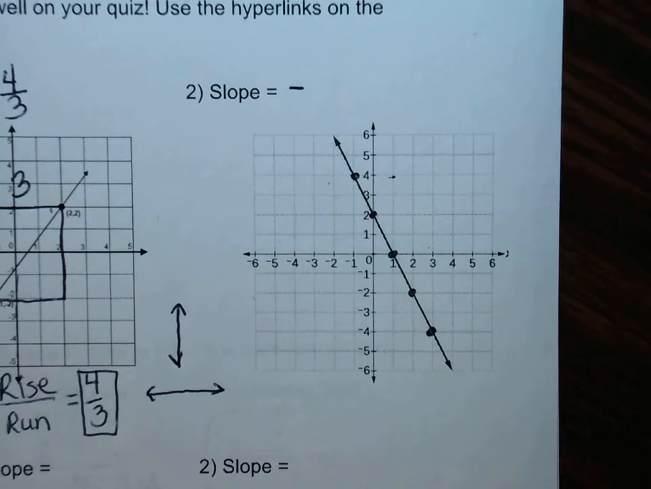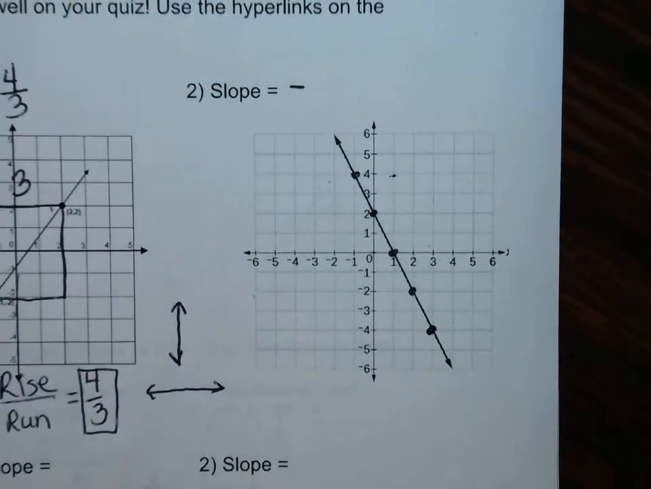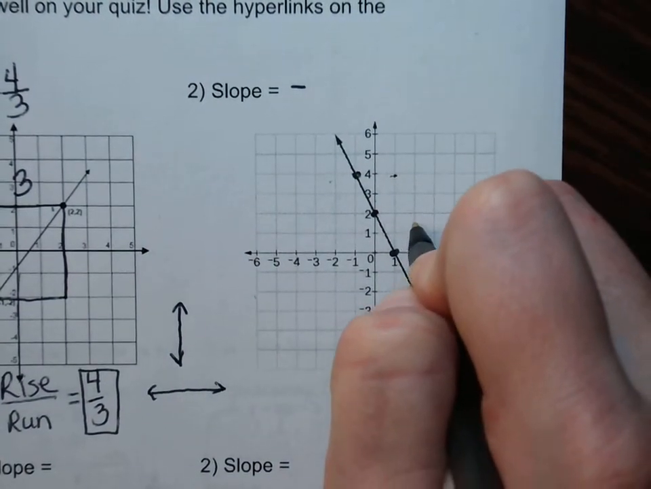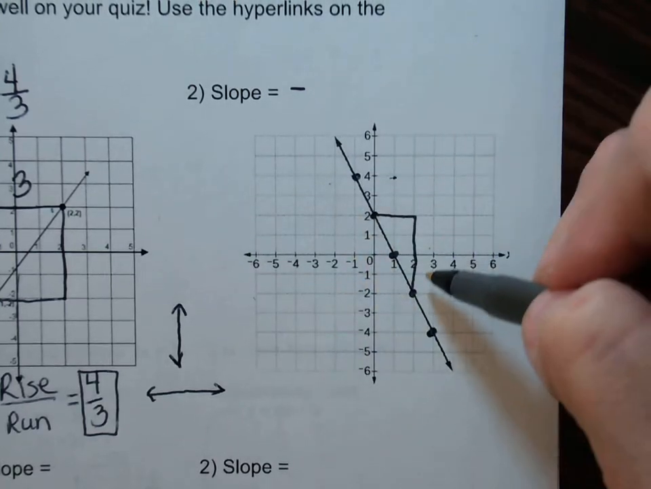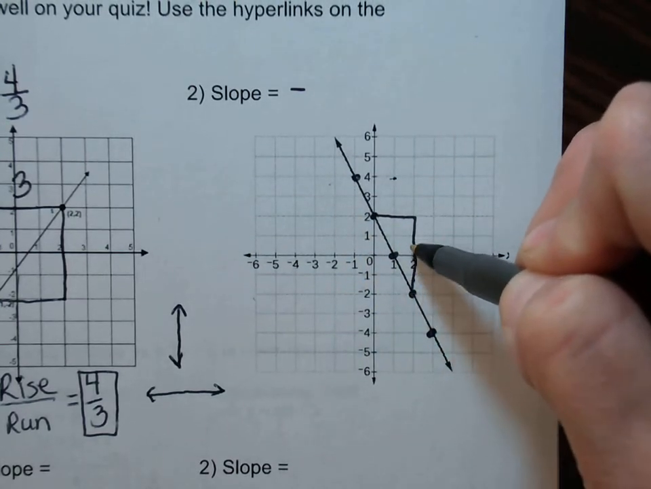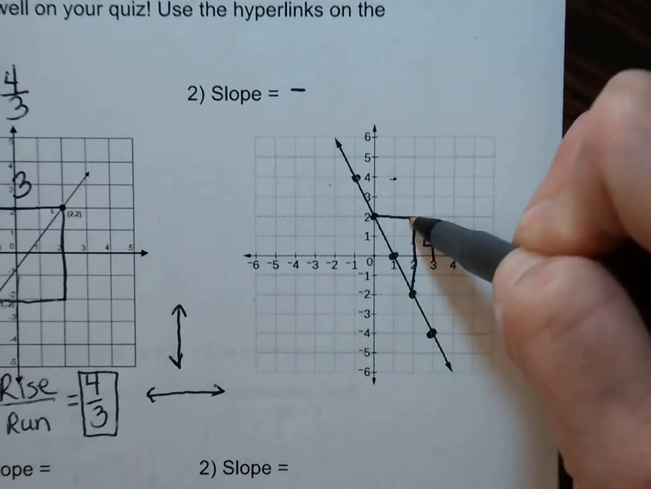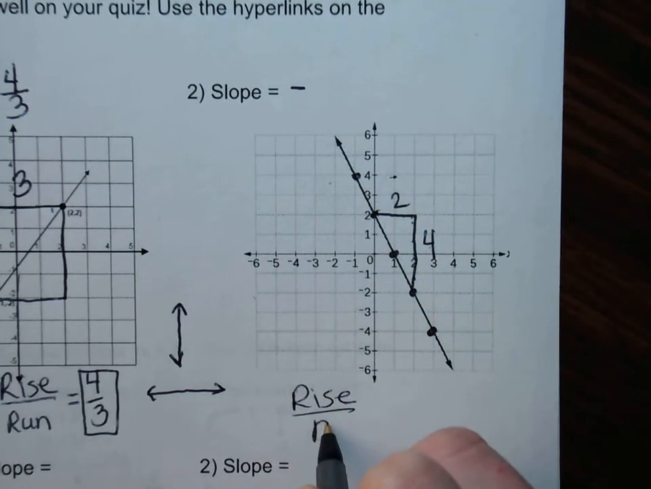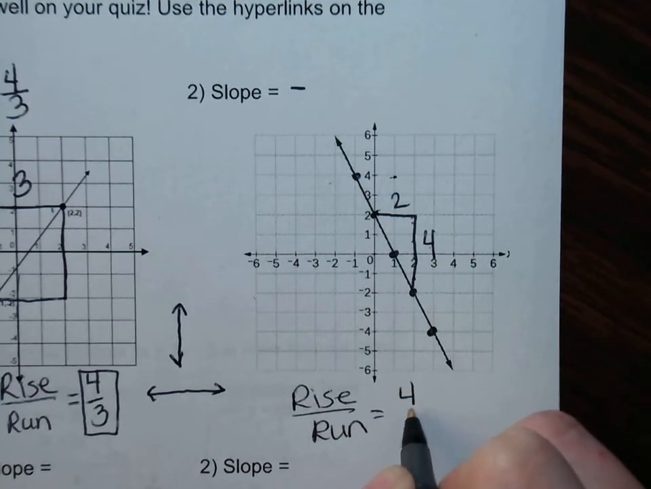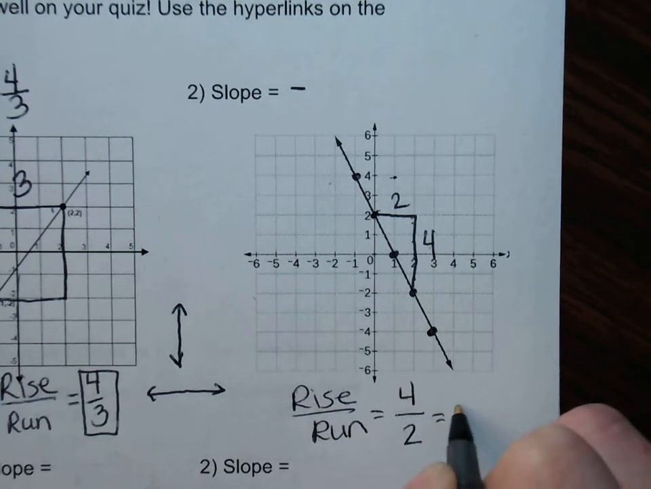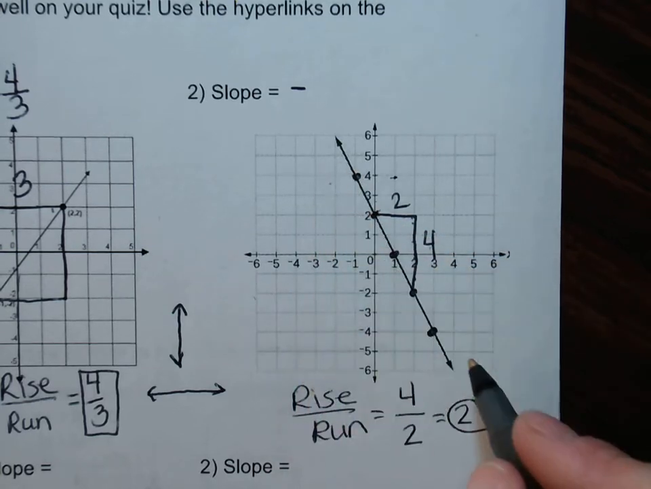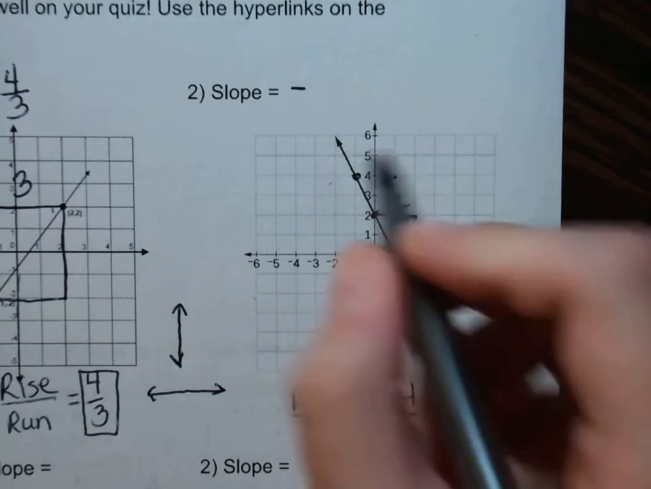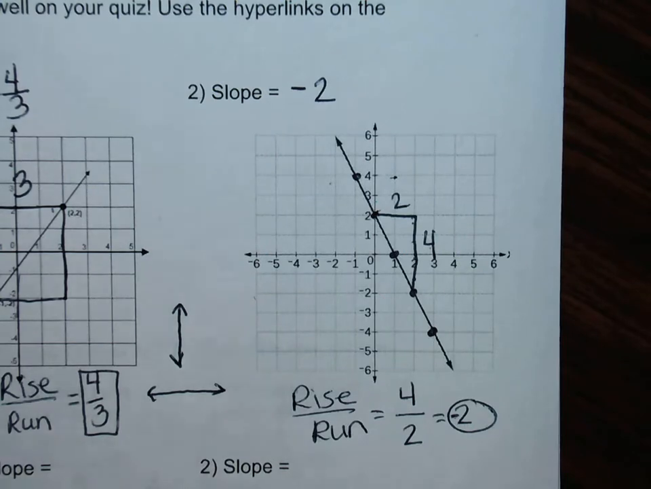You can use any of these points to determine the slope of the actual line. So let's say I want to use these ones. And again, this is counting by ones. We have 1, 2, 3, 4. We have 1, 2. Remember, slope is rise over run. My rise was 4, my run was 2, and 4 over 2 is 2. But remember, my slope is negative, so you have to put your negative sign in front of the value.